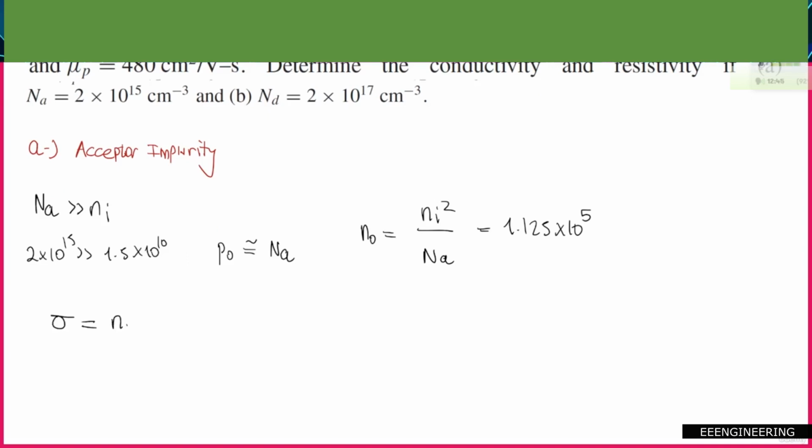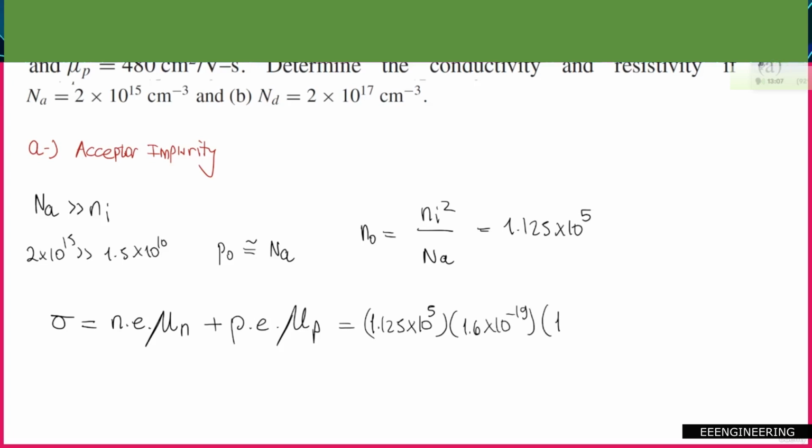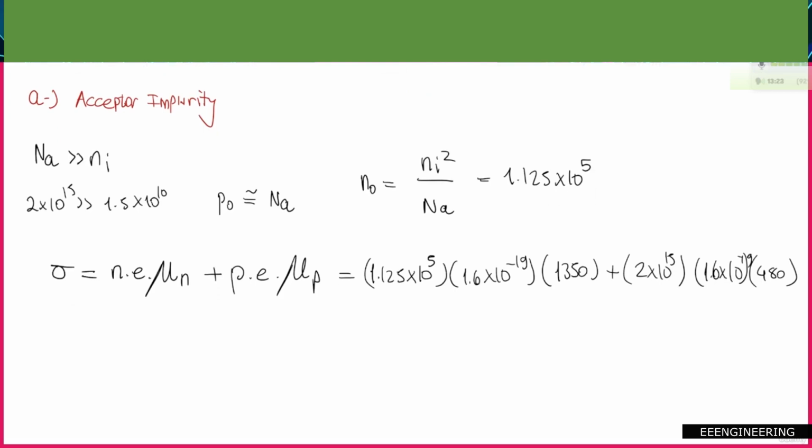Conductivity is going to be equal to N times e times the mobility of electrons plus P times e times the mobility of holes. In that manner, the concentration of electrons is 1.125 times 10^5, and the charge is 1.6 times 10^-19, times the mobility 1350, plus the hole concentration 2 times 10^15, times again the charge 1.6 times 10^-19, and the mobility is going to be 480. So this is the whole equation we have for conductivity.